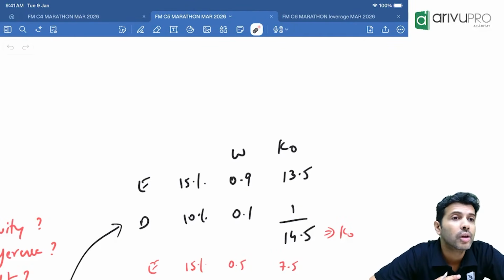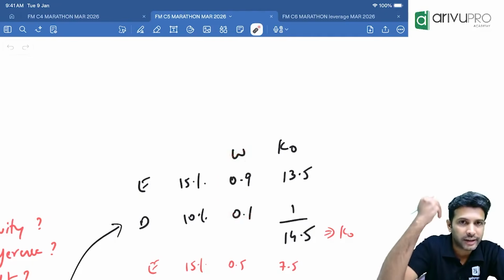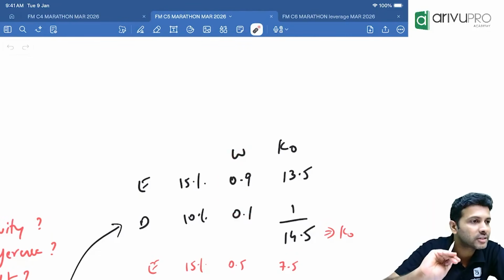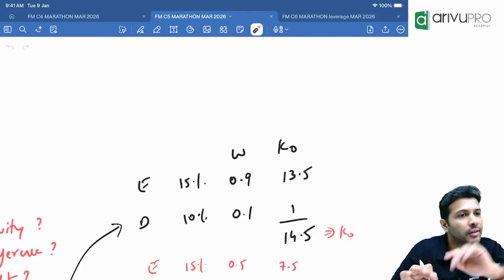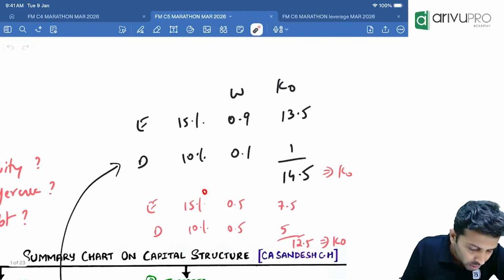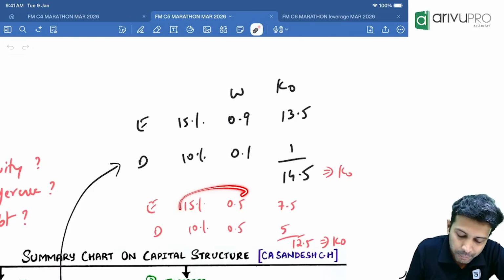Now let's assume the company wants to take more debt. Let's make it equal. Currently, what is the weightage? 90% equity, 10% debt. Now let's make it 50-50. 50% equity, 50% debt. Check what happens. Cost of equity 15%. Now the weight is 0.5. Multiply these two. How much is it?